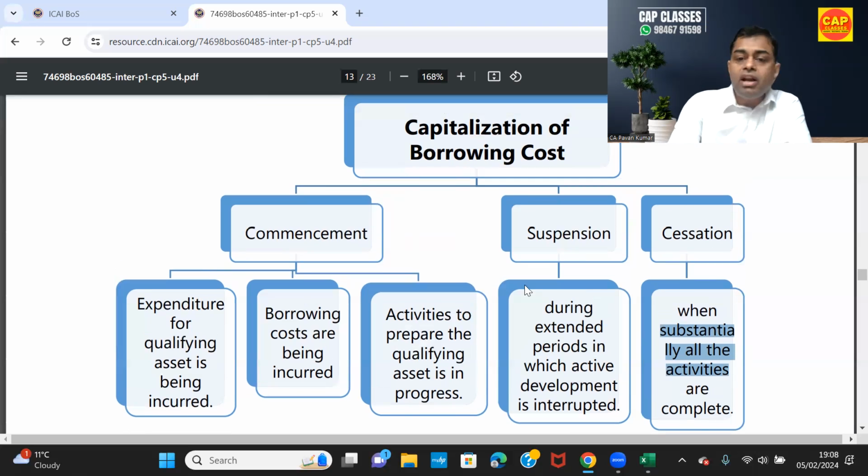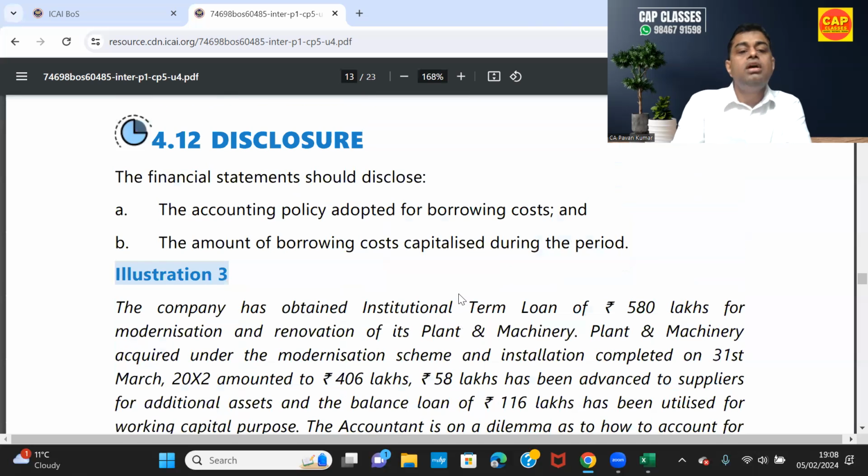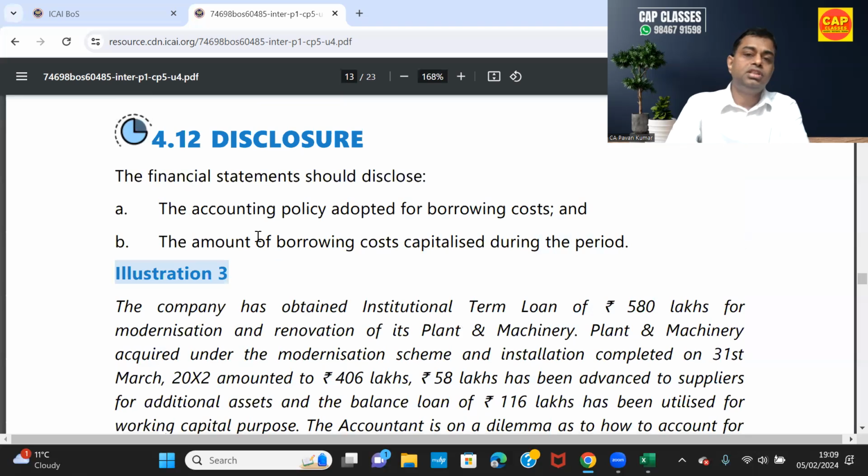So these three will never affect any of your problems. So this is only theory. Okay. Now disclosure, good news. This is the standard with the least minimum disclosures.